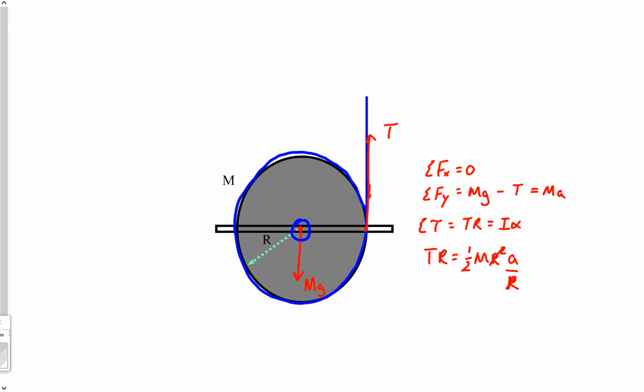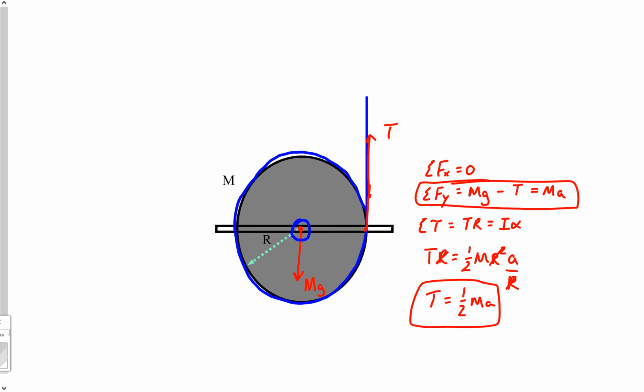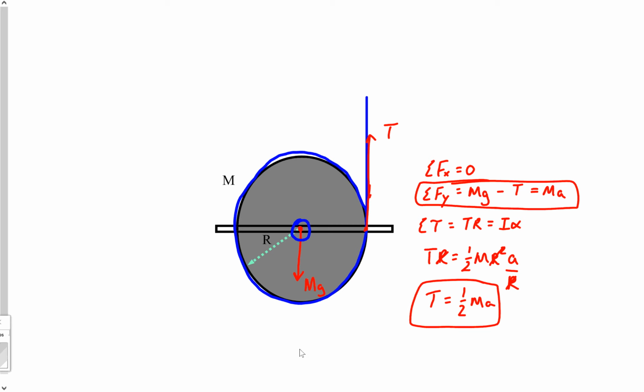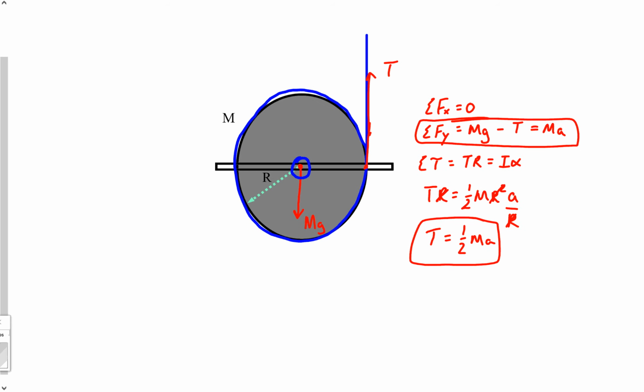R squared cancels r, so once again we've got a happy pirate: Tr is equal to... T equals 1/2 Ma. So there is our torque equation, and there is our sum of the forces y. There's not much left here, so let's substitute back in and bring this back into there.